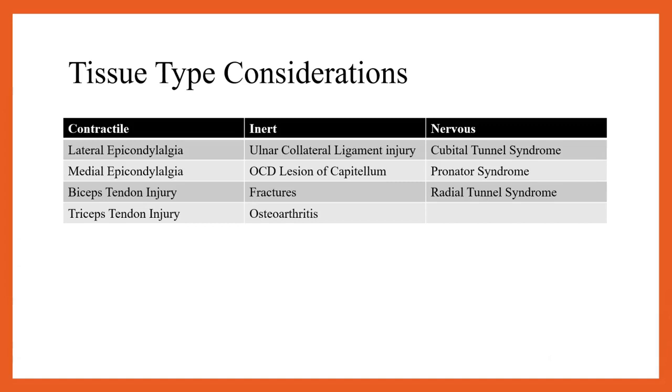Tissue type considerations, again, the other principle I use. These are examples here: contractile tissue issues of the elbow, inert tissue issues, and nervous tissue issues. So we're going to try to go through many of these today.